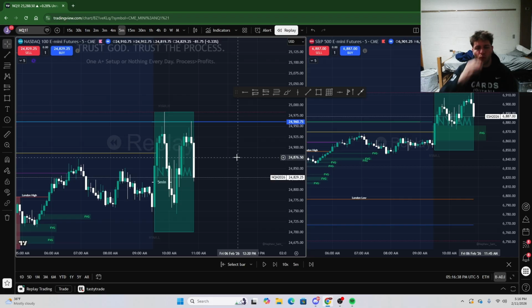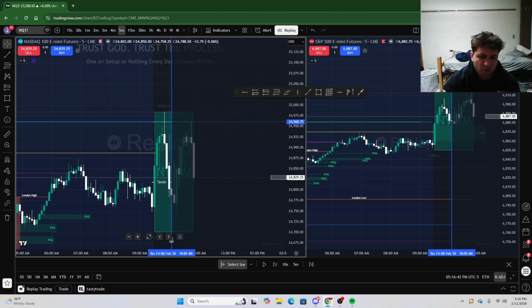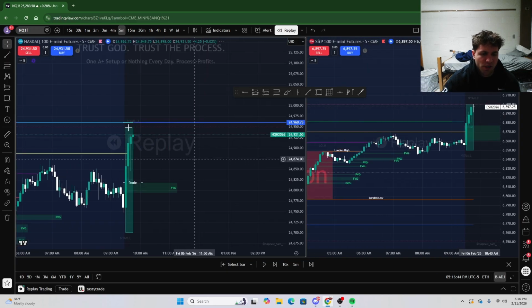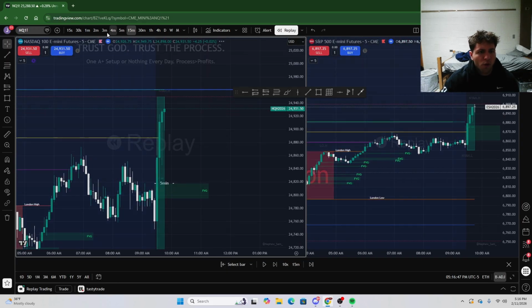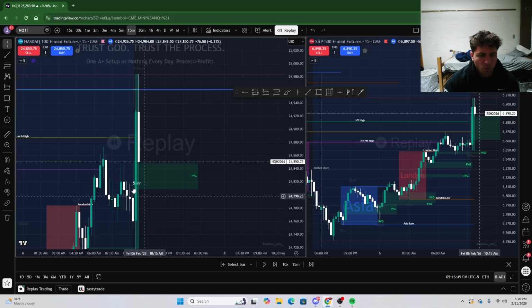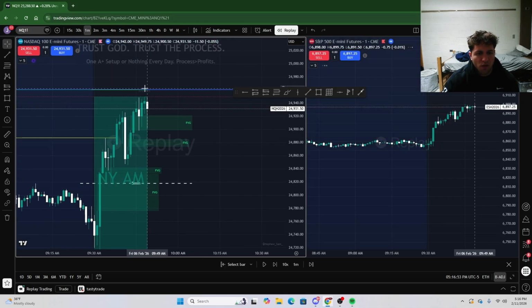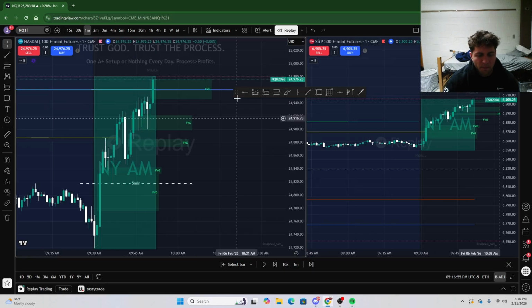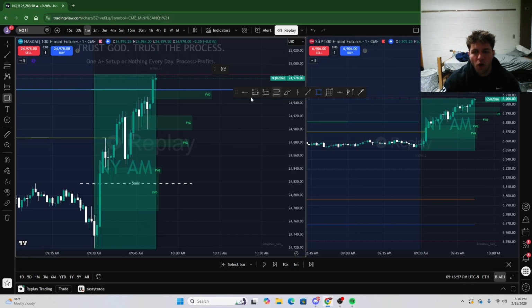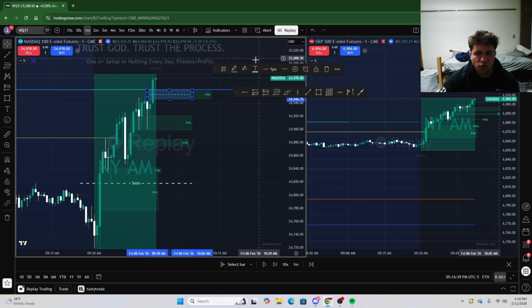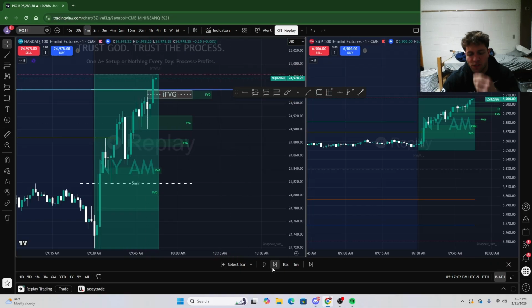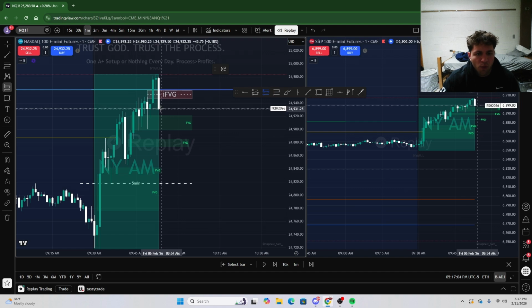Now, let's think. Remember what our draws on liquidity are. Well, I want to see unfilled fair value gaps get hit, and I want to see highs and lows get hit. Well, what do we make on this move up? Well, we make an unfilled 5-minute fair value gap. So what do you know? This is our liquidity pool. Bam. Our draws have been hit for longs, and then, like I said, I already showed you guys this short, but now it reverses the other way. Okay, now we can look short.